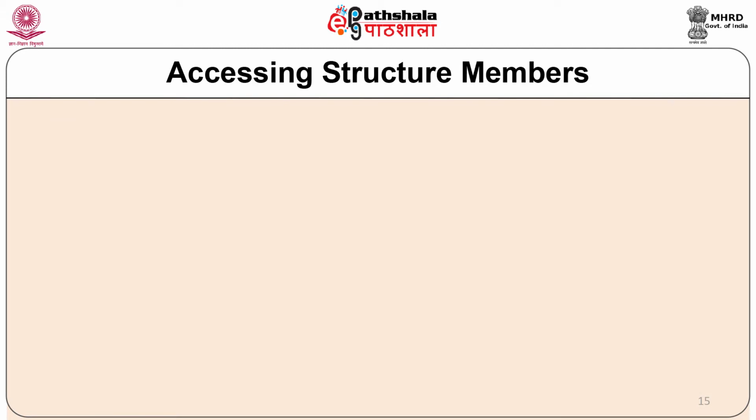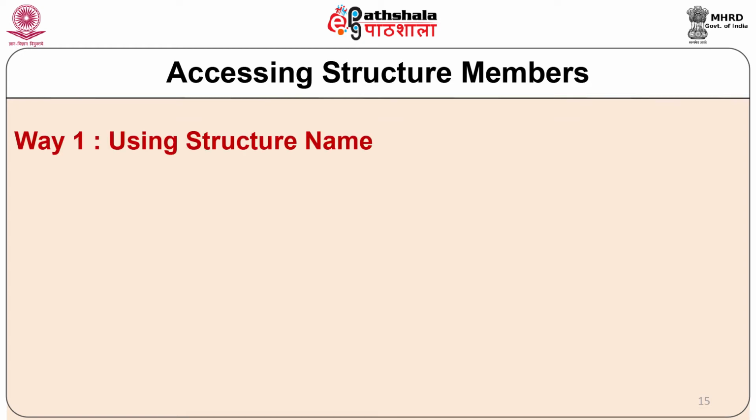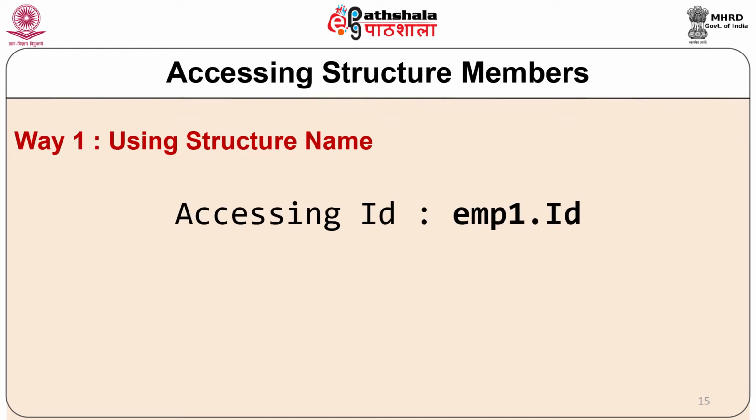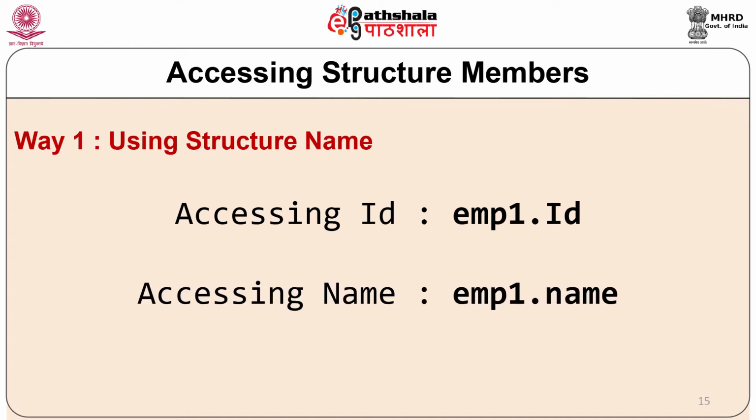Accessing structure members. As we have seen in audio and video, structure members can be accessed in different ways. One of the ways is using the structure name. You can see on this slide accessing id: employee1 dot id, accessing name: employee dot name. Here we use the dot operator to access members of the structure.